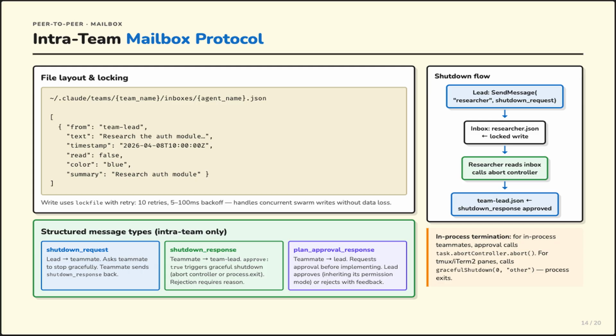Beyond plain text, 3 structured message types travel through the mailbox. Shutdown request lets the team lead ask a teammate to stop gracefully. The teammate responds with shutdown response, either approving, which triggers an abort controller, or rejecting with a reason. Plan approval response is for teammates that require plan mode approval before implementing.